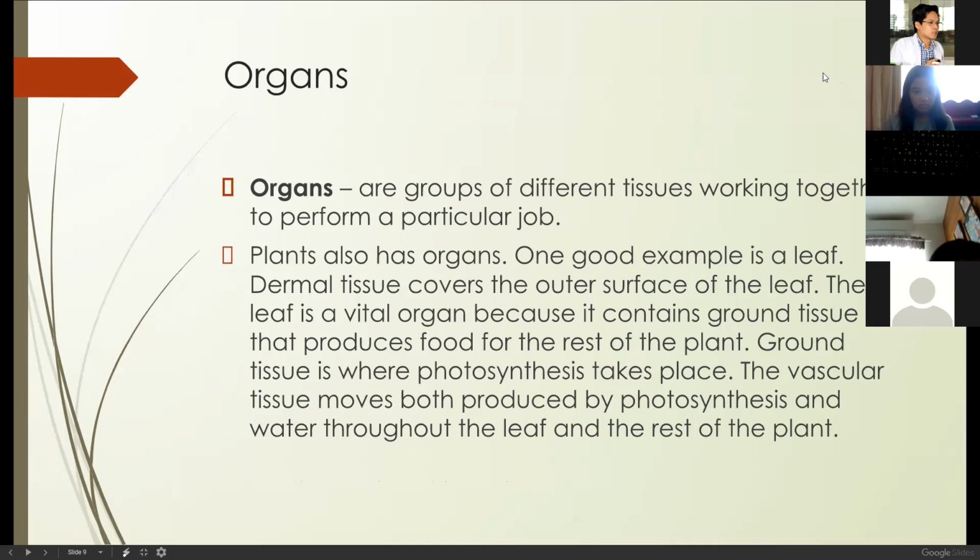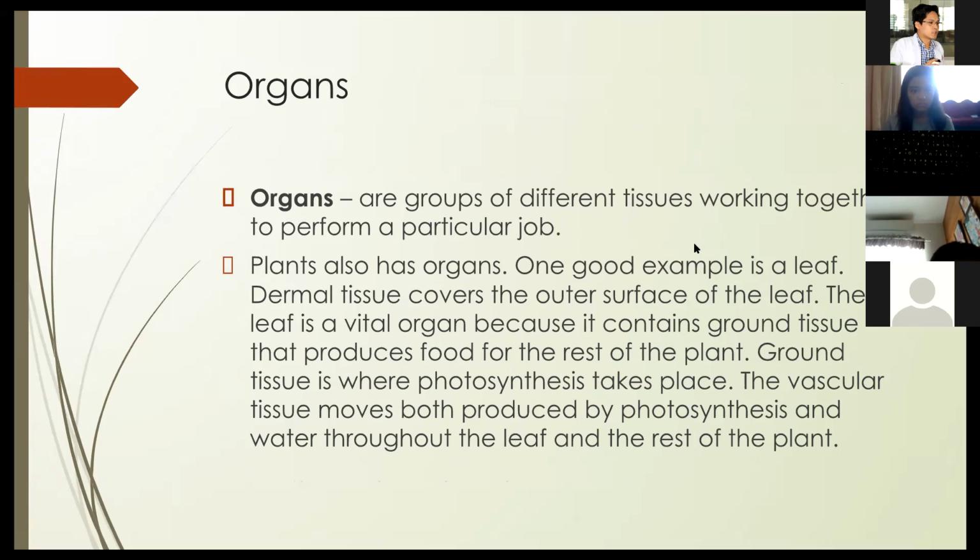Let's move now to organs. Okay? When we organize cells, we are now creating tissue. If we organize tissue, we are now creating organs. Organs are a group of different tissues working together to perform a particular job. Like for example, your heart is composed of cardiac tissues. Different tissues joining together to create an organ. That's one of your major organs.